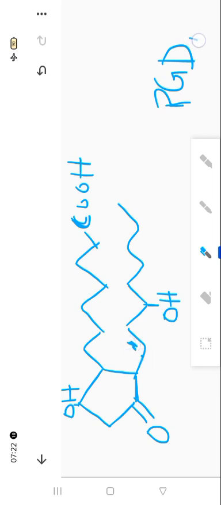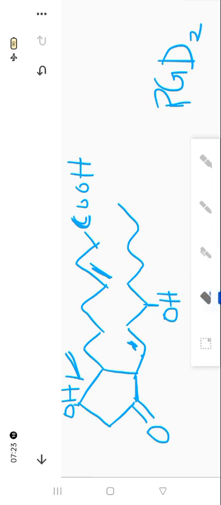So I'll call this PGD1 because there's one unsaturation. If I decide to include another unsaturation here between carbons 3 and 4, then we have two unsaturations, hence this becomes PGD2. So this is the structure for prostaglandin D. Prostaglandin D will have the beta hydroxyl group on carbon 9 and the ketone group on carbon 11.